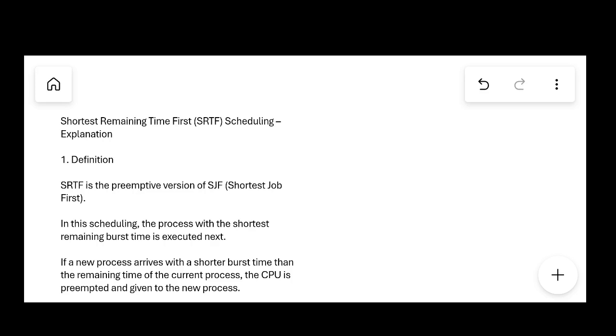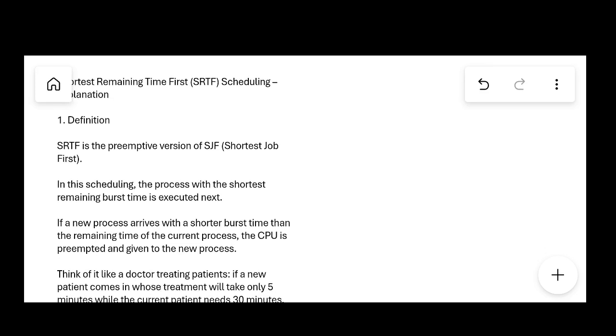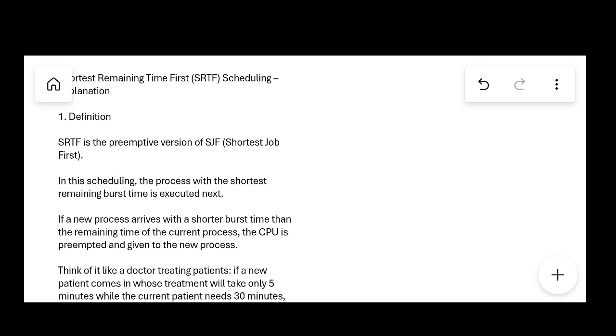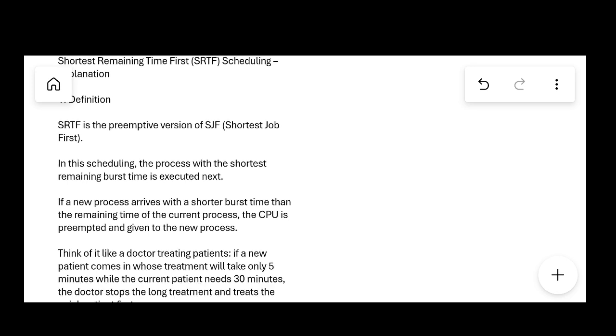Hello everyone. Today we are going to learn about Shortest Remaining Time First scheduling, or SRTF, in operating systems. The definition is: SRTF is the preemptive version of SJF, Shortest Job First. In this scheduling, the process with the shortest remaining burst time is executed next. If a new process arrives with a shorter burst time than the remaining time of the current process, the CPU is preempted and given to the new process.